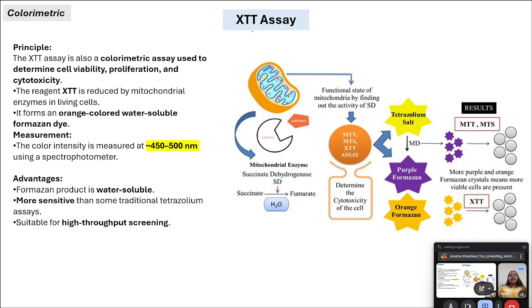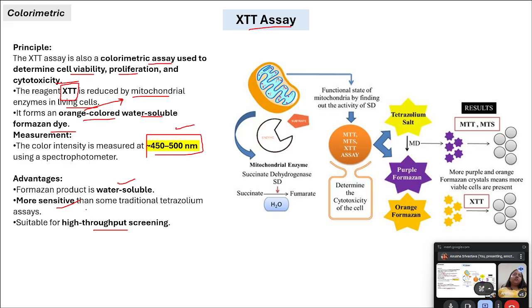Now the next one is the XTT assay. Again, it is a colorimetric assay used to determine cell viability, proliferation, and cytotoxicity. The reagent XTT is reduced by mitochondrial enzymes in living cells. It forms an orange colored water soluble formazan dye. So in this case also a water soluble formazan dye is formed, but it is orange in color. In MTT it was purple colored. Since there is a change in the color, the maximum absorption wavelength would also differ. The color intensity is measured at 450 to 500 nanometer, and the advantages are that it's more sensitive, water soluble, and suitable for high throughput screening.